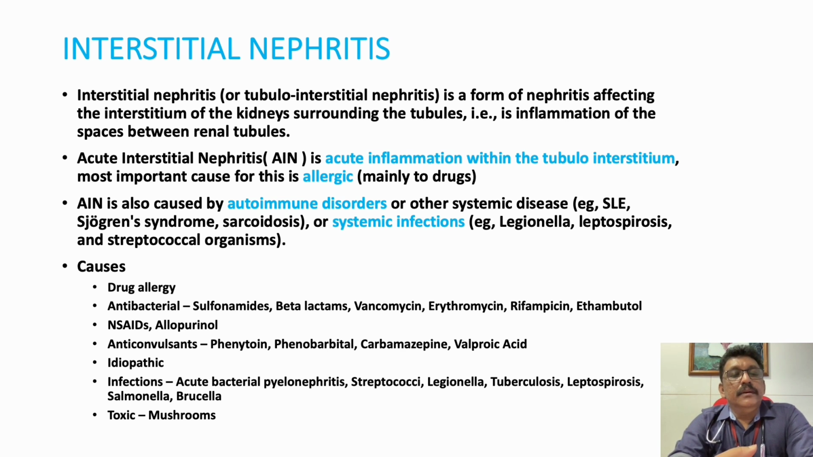Many drugs can produce interstitial nephritis: sulfonamides, beta-lactam antibiotics, vancomycin, erythromycin, rifampicin, ethambutol, NSAIDs, allopurinol. In that, allopurinol is very important, one of the major causes of acute interstitial nephritis. Anticonvulsants like phenytoin, phenobarbital, carbamazepine, valproic acid. Infections like bacterial pyelonephritis, streptococci, Legionella, tuberculosis, leptospirosis, salmonella, brucellosis. Mushroom poisoning is another important cause. In mushroom poisoning, patients mainly present with LFT alteration, acute hepatitis, but many patients can have interstitial nephritis also.